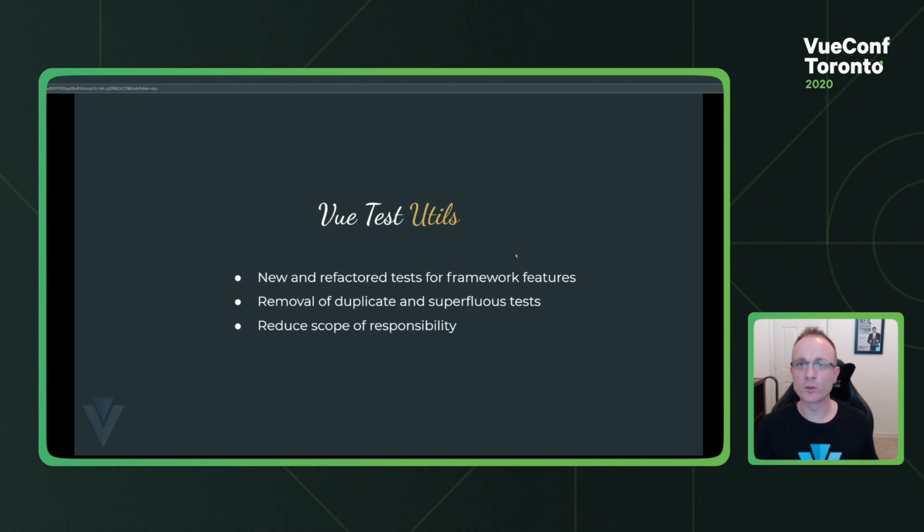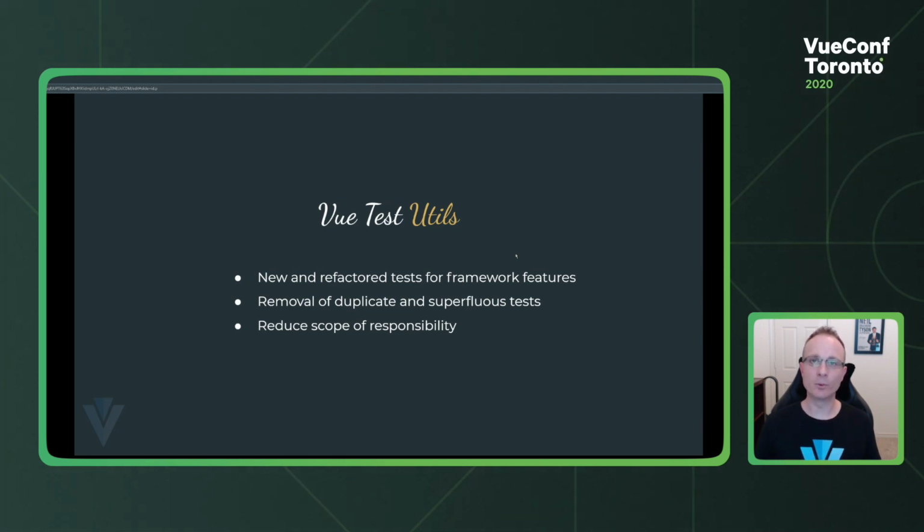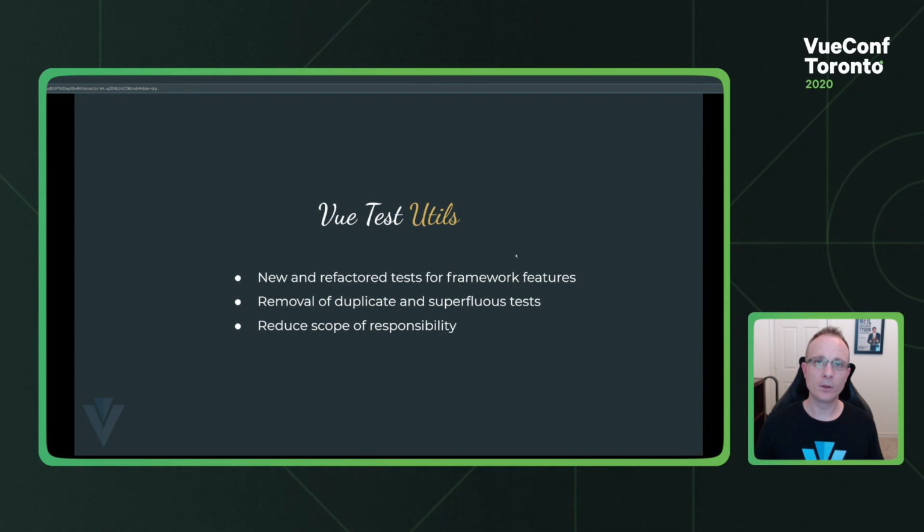Same with the components reducing their scope of responsibility, same thing with the tests. Now this is going to naturally happen with the composable structure for version 3. It is a more prominent issue in the current version due to the fact of how mix-ins work. But ultimately, we want to make sure that our tests are just as efficient as the code they're testing.